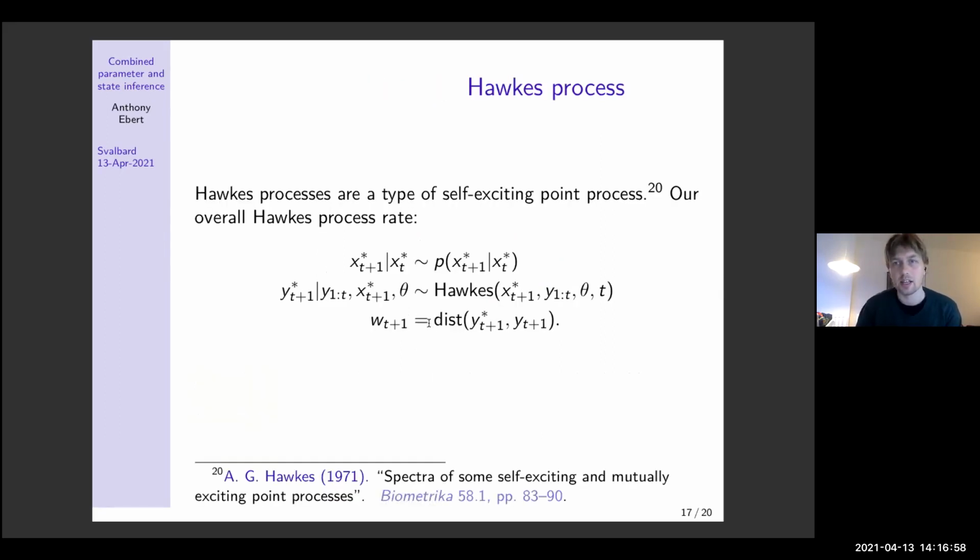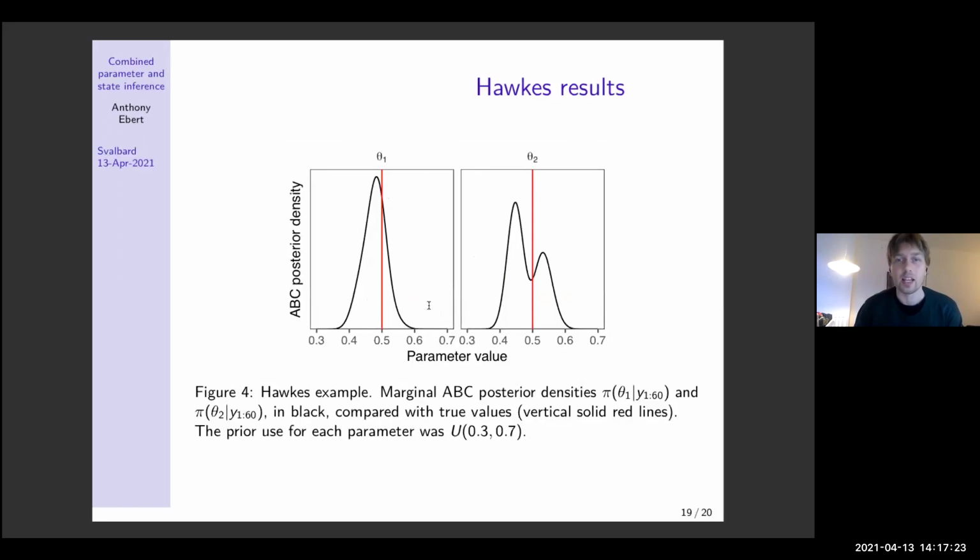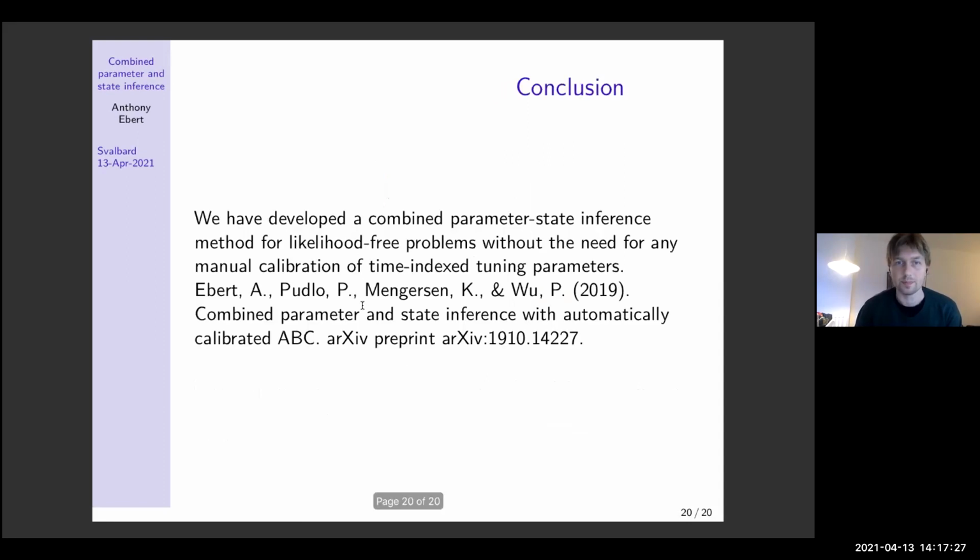And we've got a second example, and it's a Hawkes process. And here's our state inference. So the red is the true state, and the thick black is the median, with the prediction intervals. And here we've got the fixed parameter posterior distributions.